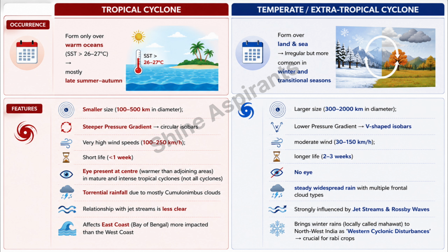Features: larger size, 300 to 2000 kilometers in diameter. Lower pressure gradient, V-shaped isobars. Moderate wind speeds, 30 to 150 kilometers per hour. Longer life, 2 to 3 weeks.